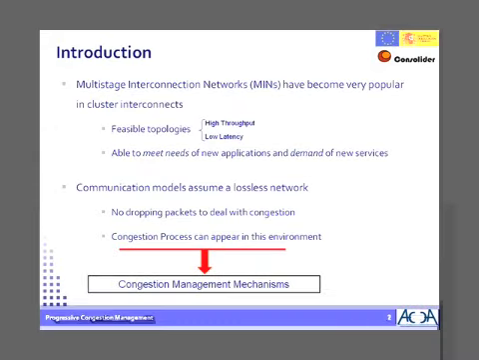Among all the feasible interconnection topologies for computing systems, multi-stage interconnection networks have become very popular because they are able to provide a high network throughput with low latencies, as well as to meet the needs of new applications and the demand of new services. In high-performance interconnects for clusters, the communication model assumes a lossless network, so packets cannot be dropped to deal with congestion, as happens in other interconnection environments. Therefore, mechanisms for congestion management are needed to palliate the problem of congestion in these environments.